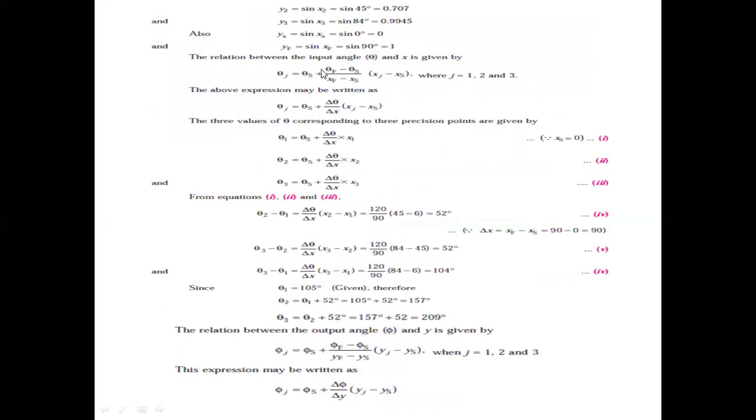Then the relation for the input and output angle. Theta is the input angle. Theta 1 will be equal to theta s, the starting angle, plus del theta upon del x. Del theta is the difference between the final position of the crank and the initial position, and del x is the difference between the final value and the starting value. In this way we will get theta 1, theta 2, theta 3 by this formula, and for the corresponding values we will get phi 1, phi 2, phi 3 also by the same formula. The only difference is that here we take the input angle and there we take the output angle, meaning the angle made by the output link, that is the rocker link.